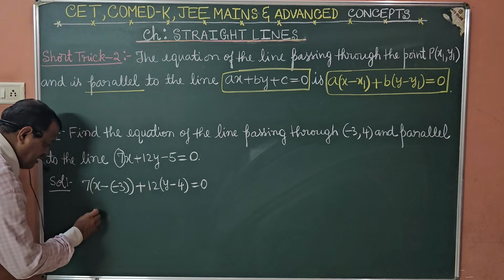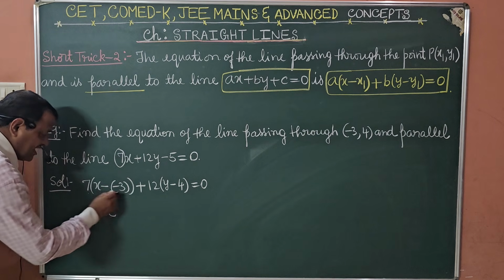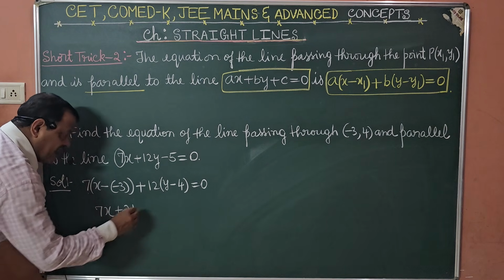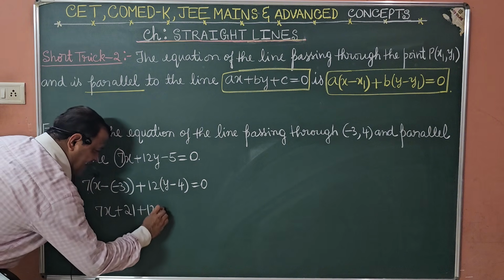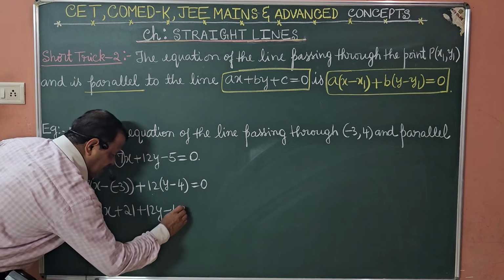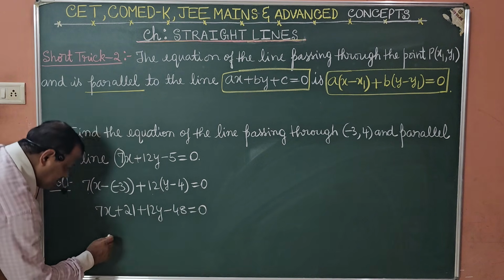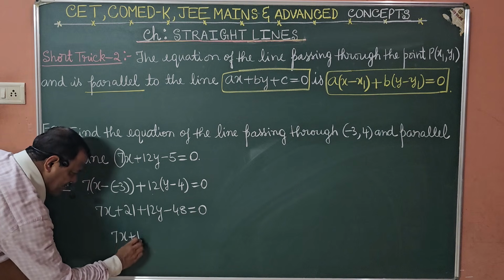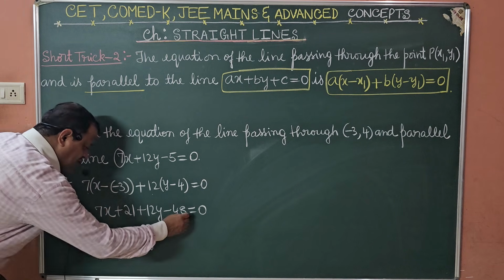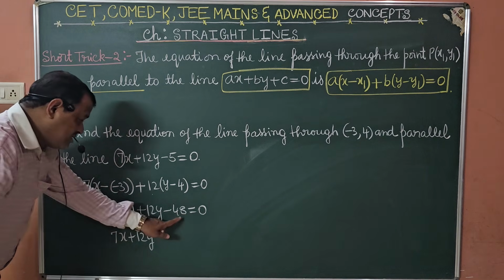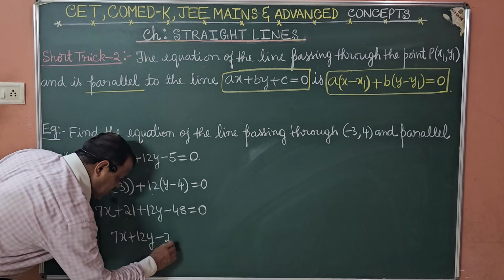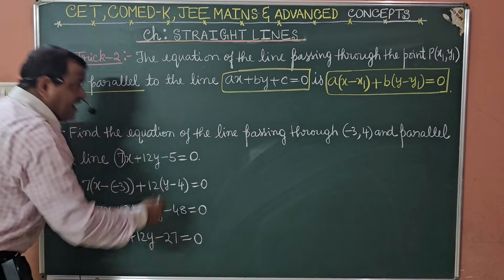If I simplify, it is 7x, and 7 into plus 3, this is 21. This is 12y as it is, and 12 into minus 4, minus 48, is equal to 0. Therefore, the equation of the line is 7x plus 12y, and from 48 subtract 21. So it is minus 27 is equal to 0. So this is the required answer.